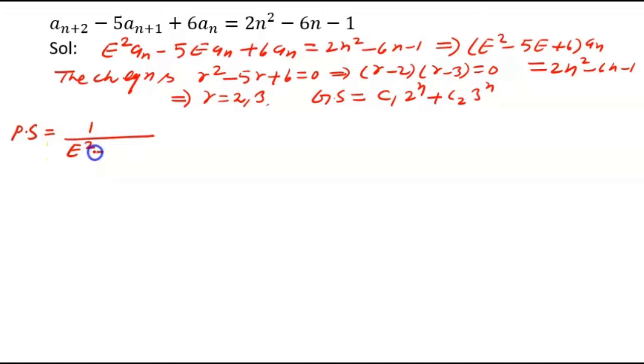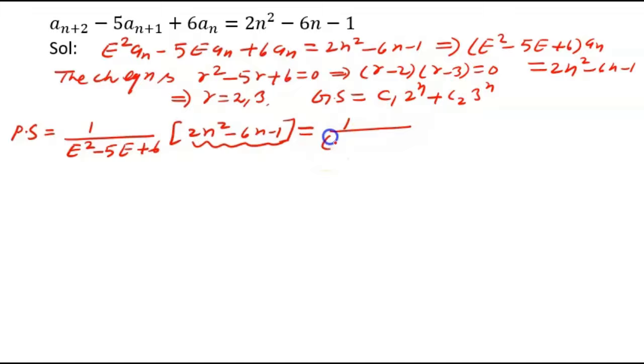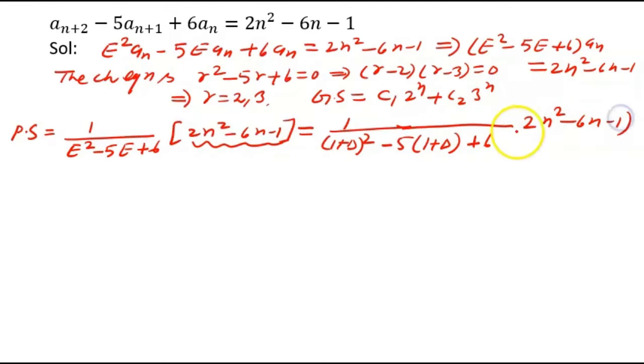So I write E square minus 5E plus 6, and that I need to operate on 2n square minus 6n minus 1. Now the first thing is that this is a polynomial in n. So whenever we operate this kind of operator on a polynomial, we need to change this into the delta operator. So E should be changed into 1 plus delta. It will become (1 plus delta) square minus 5 into (1 plus delta) plus 6, and that I need to operate on 2n square minus 6n minus 1.